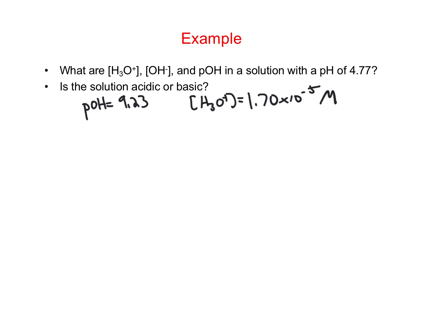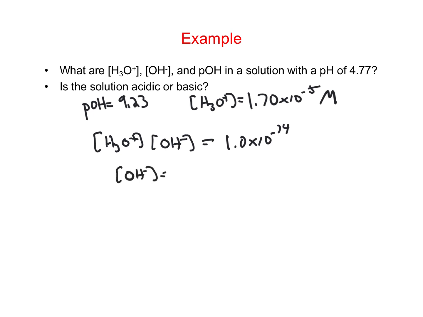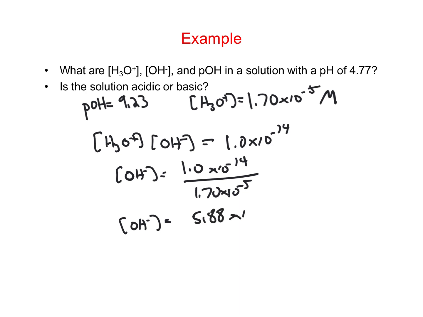Right? So we know that for any solution, H3O+ times OH- is Kw, which is 1 times 10 to the minus 14. So the hydroxide ion concentration is going to be 1.0 times 10 to the minus 14 divided by H3O+, which is 1.70 times 10 to the minus 5. And so I get the hydroxide ion concentration is 5.88 times 10 to the minus 10 molar. All right, let's do one more example.